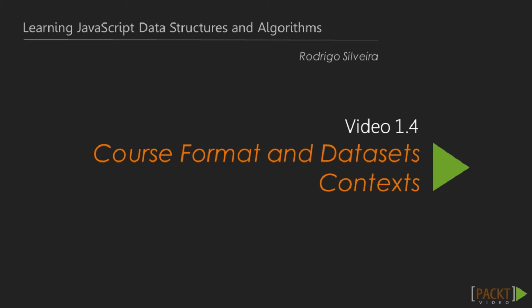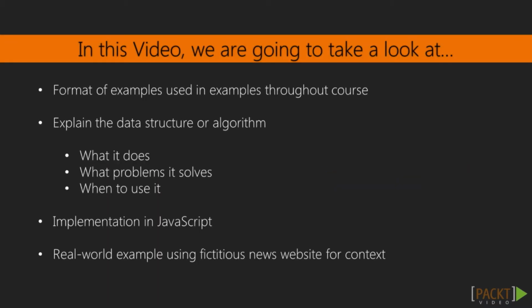In the previous video, we discussed some of the reasons why data structures and algorithms are such an important subject in JavaScript development. This is the fourth video of section 1 on JavaScript data structures and algorithms. This will be a short video where we'll go over the format of the subsequent videos. In this video, we'll get acquainted with the format of the various examples that we'll use in future sections. At the beginning of each video, we'll explain the data structure or algorithm being discussed. We'll go over what it is, what it does, what problems it solves, and when it would be appropriate to use said structure or algorithm.